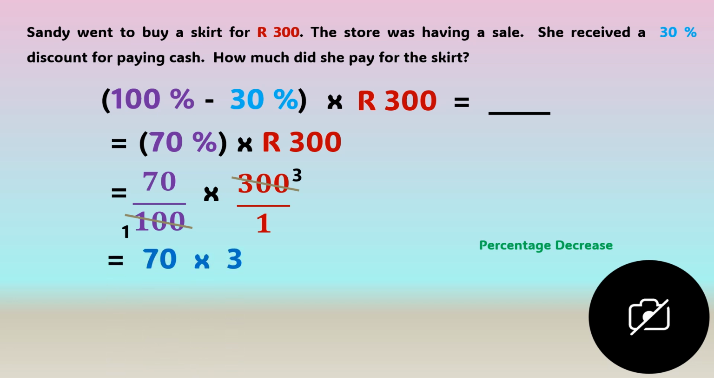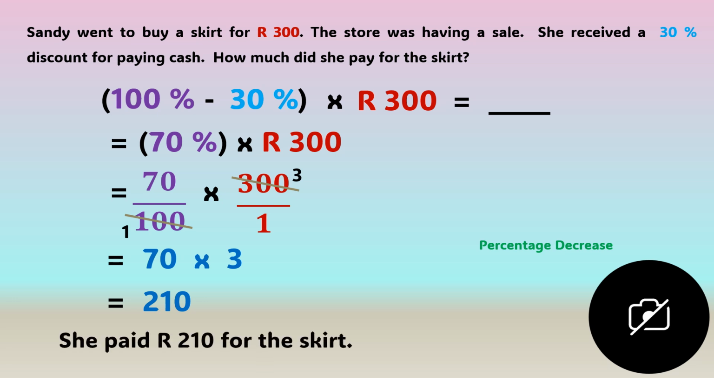Which is 3 times 0 is 0. 3 times 7 is 21. So we're left with 210. So Sandy is really happy today because she's now going to pay 210 Rand for the skirt.